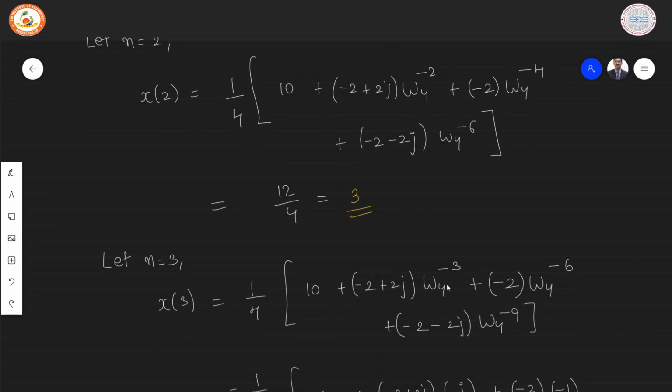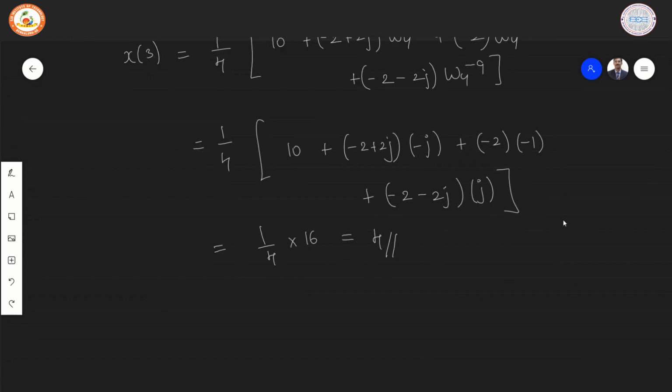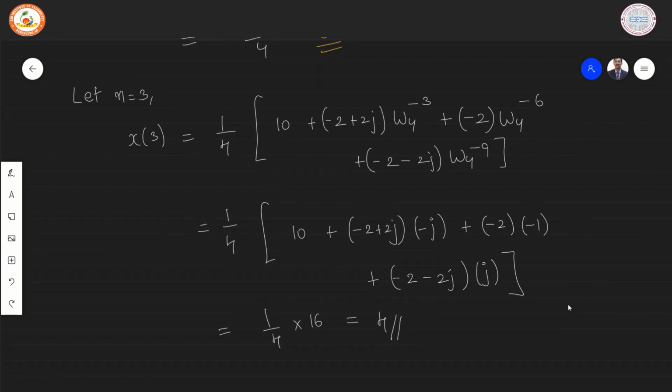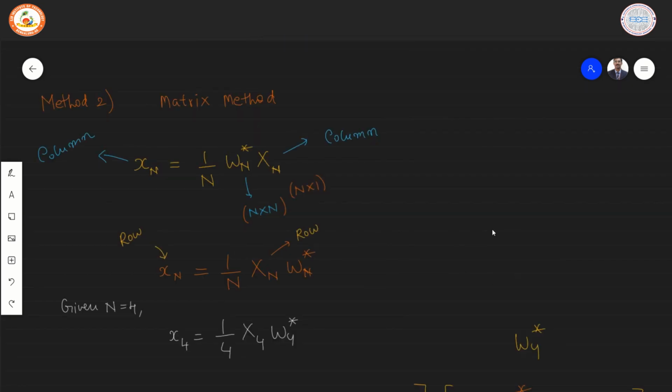For n is equal to 3, the powers are minus 3, minus 6 and minus 9. Again substituting and simplifying, the final answer is equal to 4, and you can tabulate the results of the sequence x of n as 1, 2, 3, 4. The same problem is now done using the matrix method.